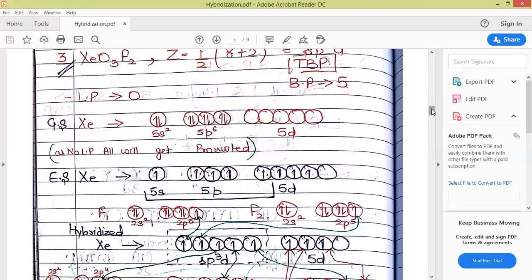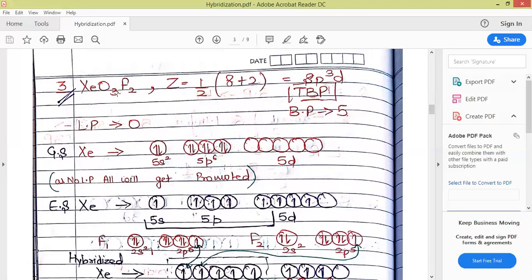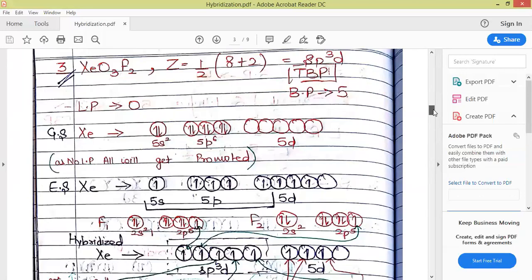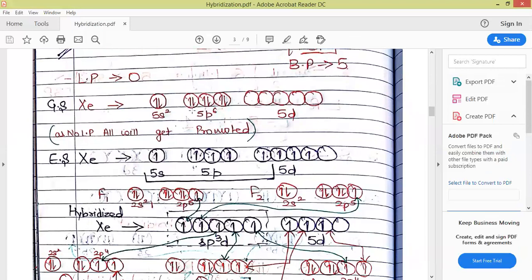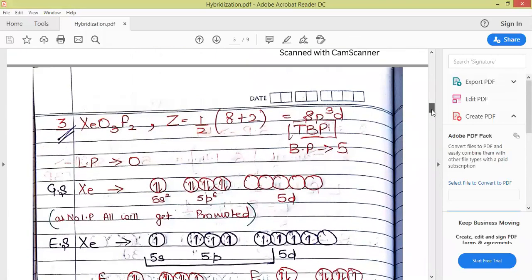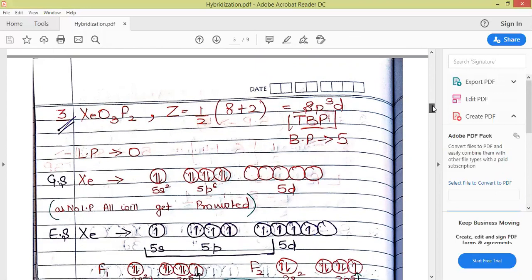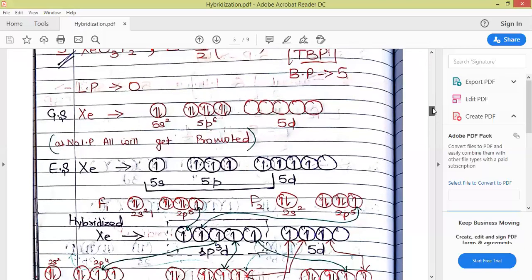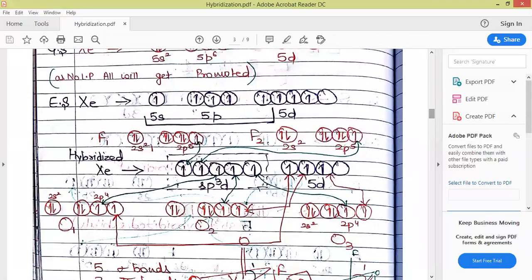So now, as we can see, it requires 5 electrons to be present as single, and it doesn't require any lone pair. So all the 4 electrons will get promoted to d orbitals, because we need to make pi bonds also. But in hybridization, the orbitals which are undergoing hybridization and the electrons present in the hybridized orbitals will form just the sigma bonds. Here we'll see how it happens.